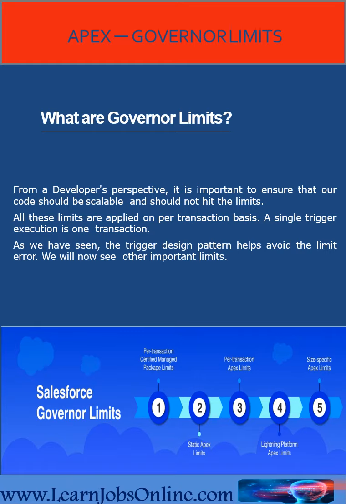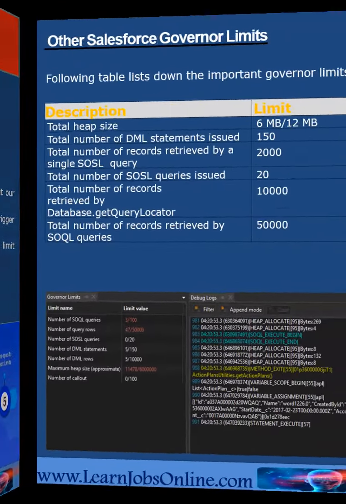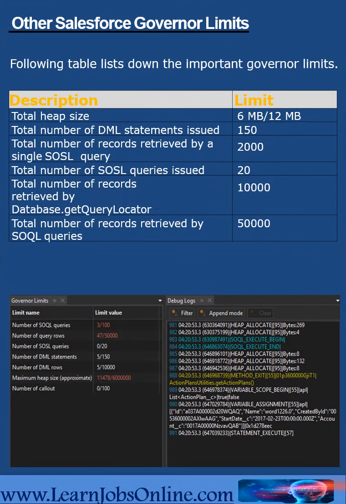From a developer's perspective, it is important for us to ensure that our code is scalable and does not hit the limits. All these limits are applied on a per transaction basis. A single trigger execution is one transaction, for instance. As we have seen, the trigger design pattern helps avoid the limit error. We will see other important limits as well. And so as we're developing our code, it's important to always review and remember the governor limits. So other Salesforce governor limits include what's on this list.